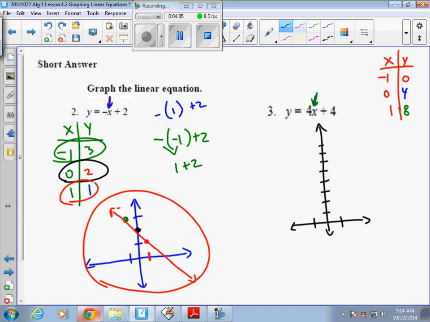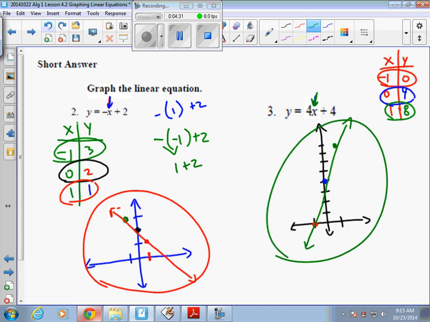So the first one, negative 1, 0, is at negative 1, and you don't go up or down at all. The next one, 0, 4, you don't go left or right at all, but you go up 1, 2, 3, 4. And then the last one, 1, 8, you go to the right one time, and you go up on your y-axis 8 times. When you have all 3 points, again, you do a little better job than I just did. You connect through your points to make your line for the equation.